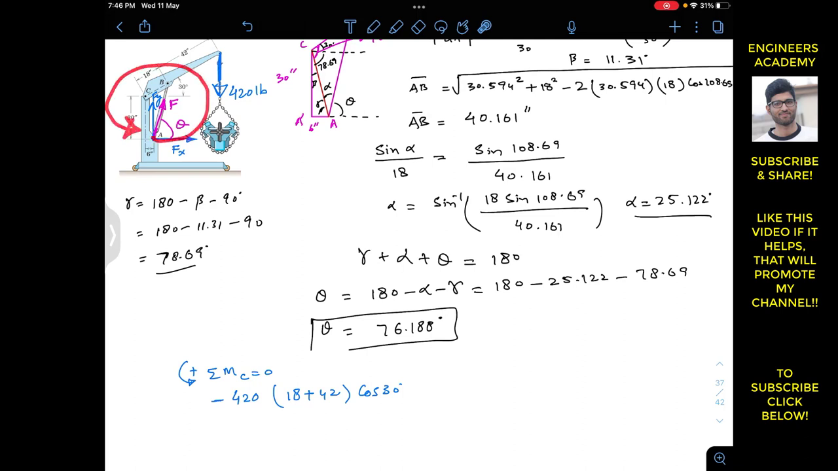And now the Fx component is producing the counterclockwise moment, so we will write plus Fx, and Fx is F cos of theta. Theta is known, which is 76.188. The perpendicular distance of this Fx from point C is this 30 inch distance, so I will multiply it with 30. Similarly, this Fy is producing a counterclockwise moment as well, so we write plus Fy, and Fy is F sine of theta, which is 76.188. The perpendicular distance of this Fy from point C is this 6 inch distance, so we multiply this with 6, and this is equal to 0.